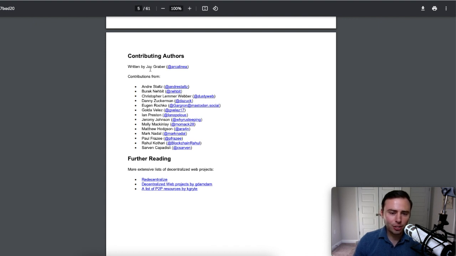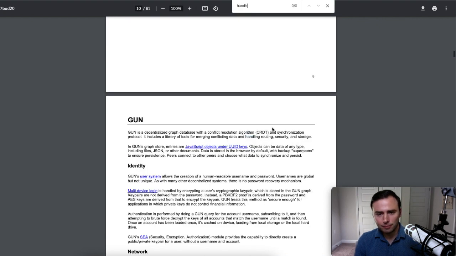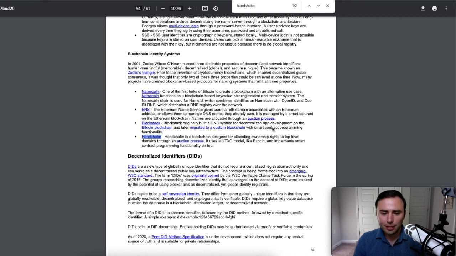You can see here Jay Graber was the main author, and you can look at who contributed to it. You can see here with the blockchain identity systems, Handshake is a blockchain designed for allocating ownership rights to top level domains. And so as you can see here, it can easily be implemented with Blue Sky.